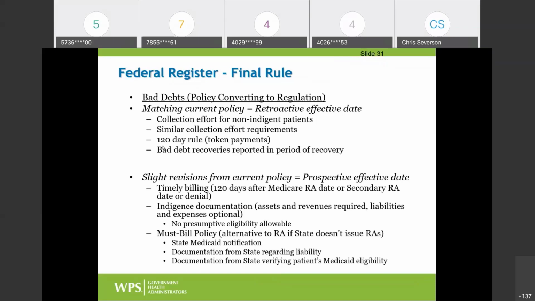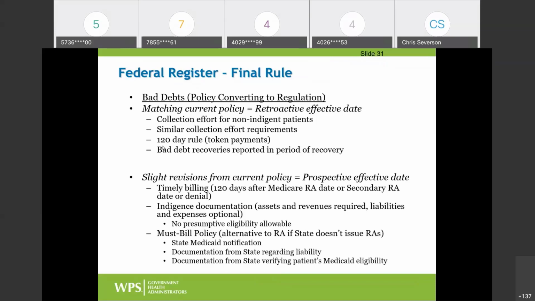The next one is what's normally known as the 120-day rule, even though rule is kind of a misnomer because it's more of a guideline. But what they're saying here is that any token payment, even if it's $1, $2, if the patient makes a payment, that resets this 120-day rule. In other words, you have to continue collection effort for 120 more days from that, even if it's a token payment, before it can be written off.